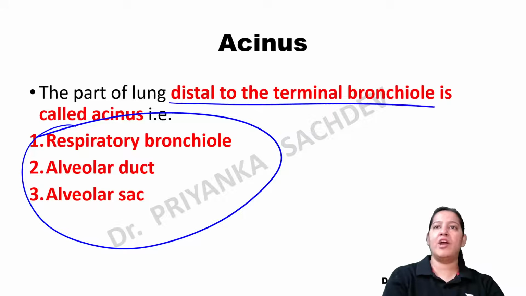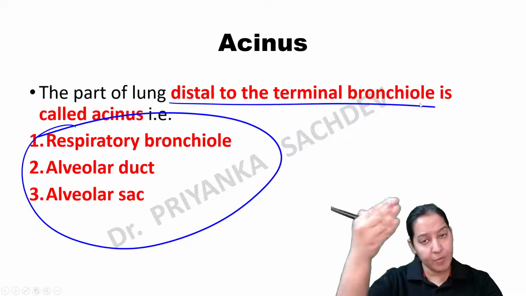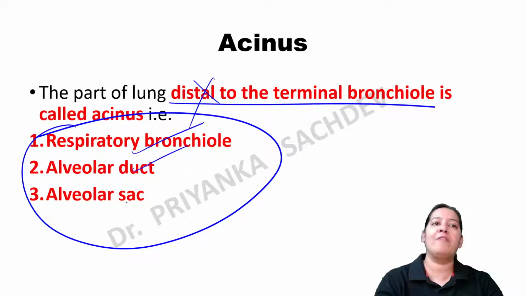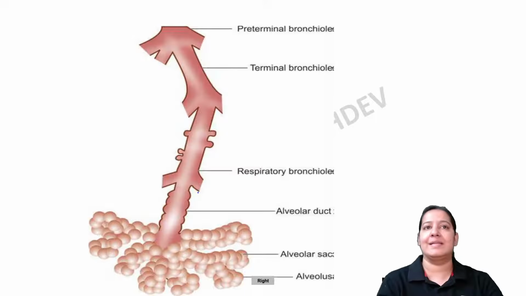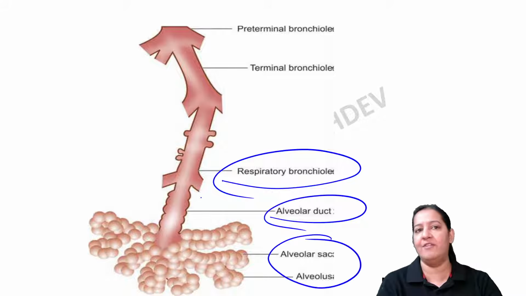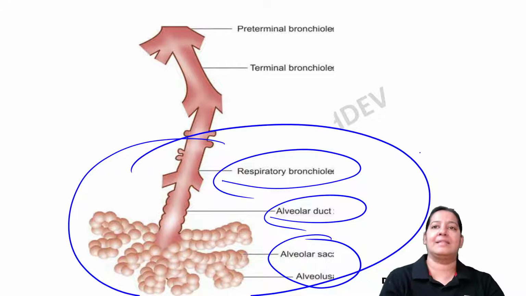Acinus is the last three things together, distal to the terminal bronchiole, not including the terminal bronchiole. So respiratory bronchiole, alveolar duct, alveolar sac, that is known as acinus. This is the diagram of acinus. This is one acinus. Acinus is the functional unit.